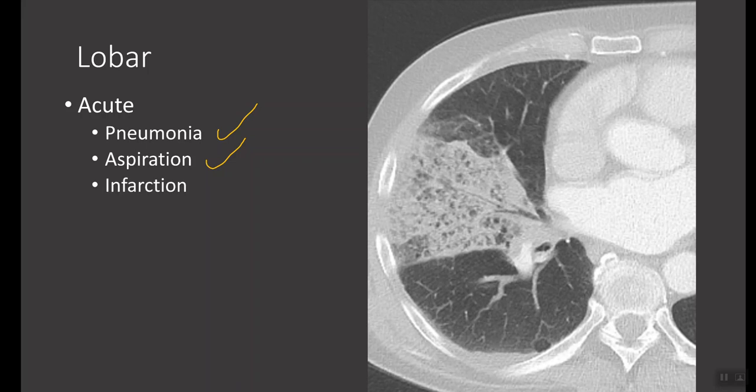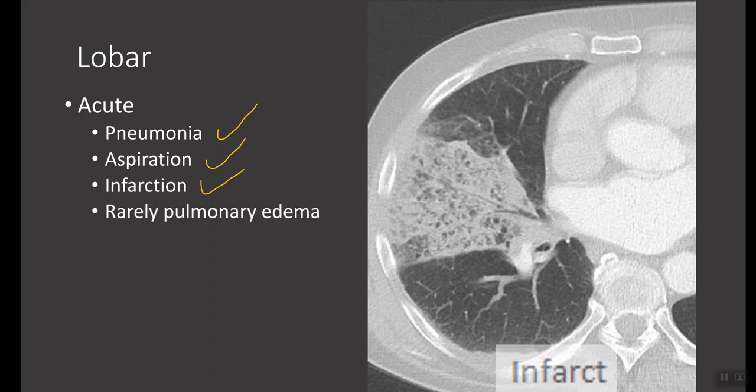One of the things that's frequently overlooked as a cause of lobar consolidation is an infarct. An infarct is typically the result of pulmonary arterial occlusion, although you can also have venous infarctions. This is actually what the case is on the right. This is a case of a pulmonary infarct producing a lobar area of consolidation within the right middle lobe. This is the lobar area of consolidation.